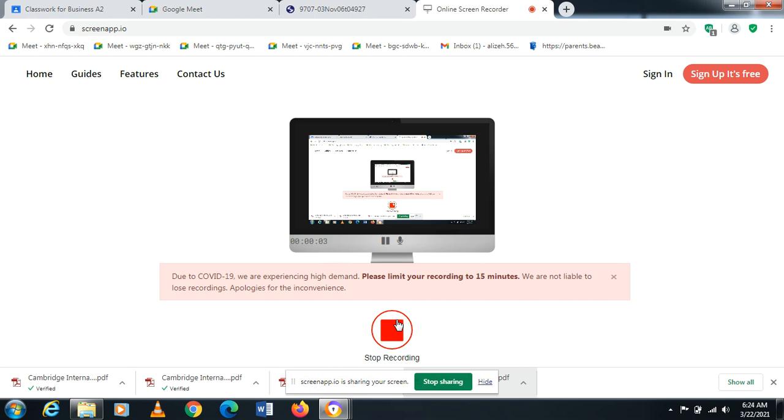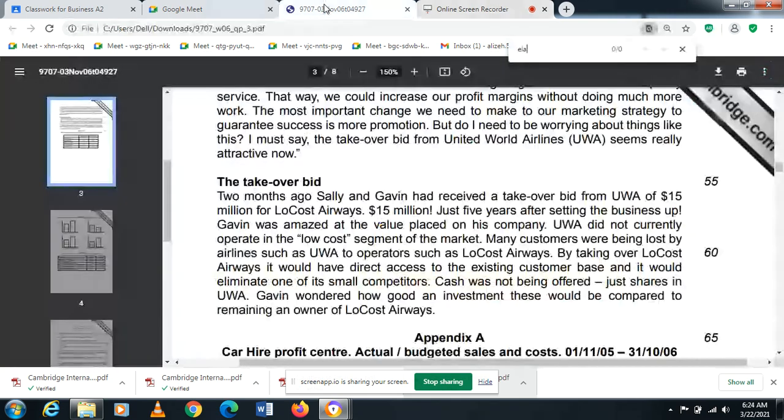Okay, so we were discussing this business case on low-cost airways. This is actually an old paper, 2006, but it's still relevant today. Some of the topics that are there, they're still very relevant. But more than the topics in the case, we are more interested in the writing style, and that is what we are going to do.